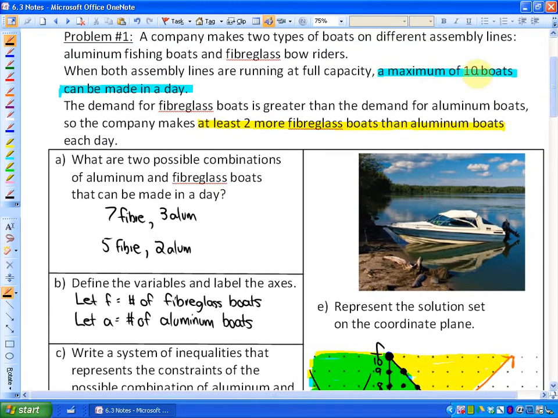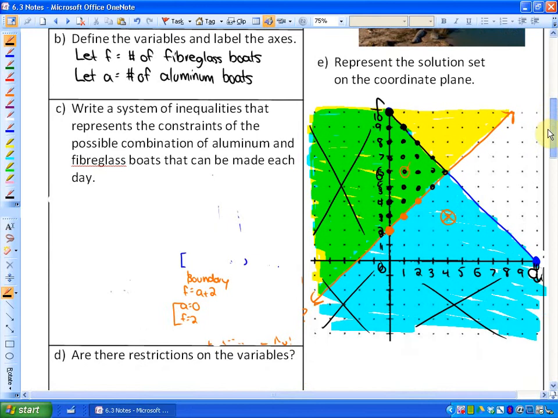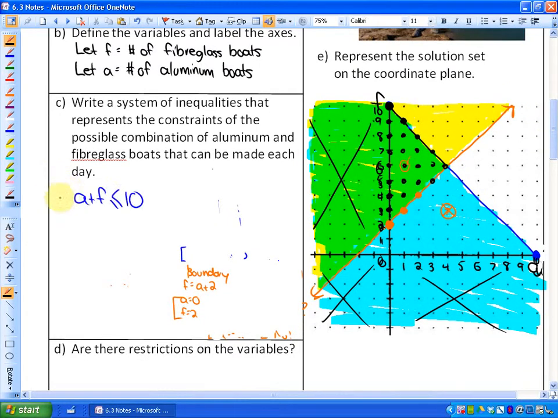Now, if you would like to do this the mathematical way, here's what the constraints would look like. So a maximum of 10 boats can be made in a day. It would look like this. A maximum of 10 boats made in a day would look like the aluminums plus the fiberglass have to be less than or equal to 10 boats. That would be a maximum of 10. So they're less than or equal to 10. And if you'd like to graph that boundary line, I can show you right here.